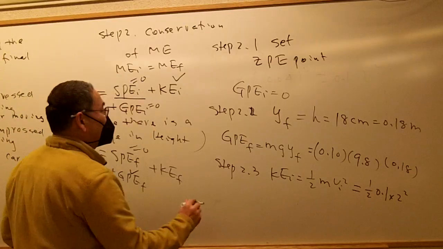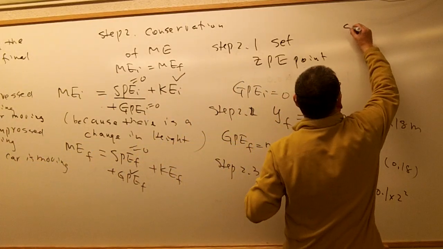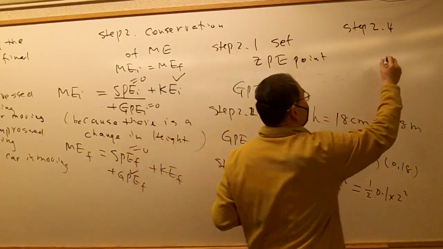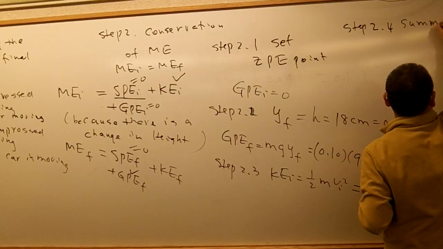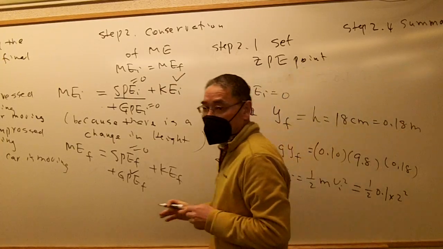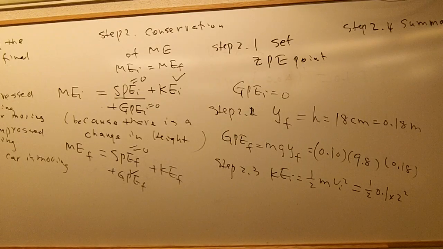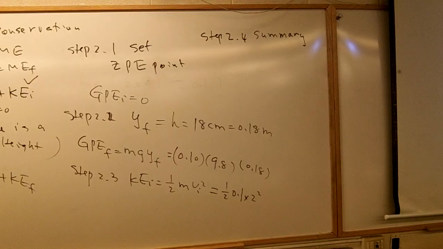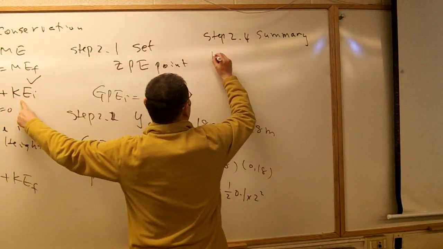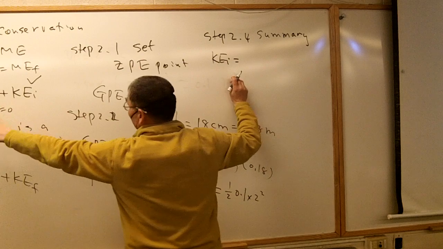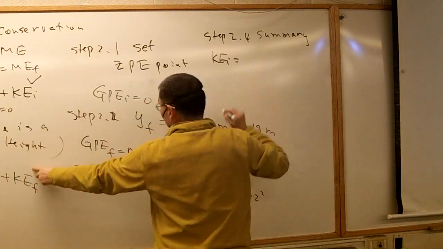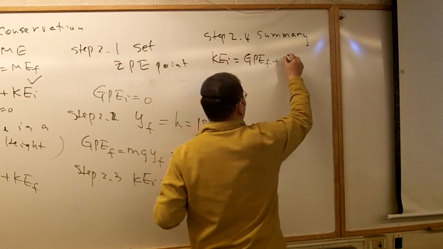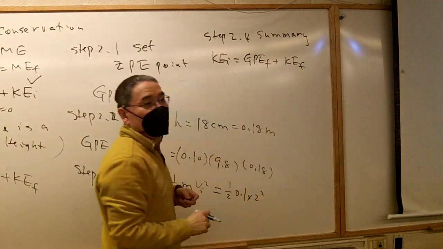And this last step, I'm going to write on the top here. Step 2.4, I'm going to summarize this step for you. Otherwise, the equation is a little bit too long, so that way you will see better here. The summary is the following. My left-hand side is just KE initial, because these two are zeros. My right-hand side, I have GPE final plus KE final.